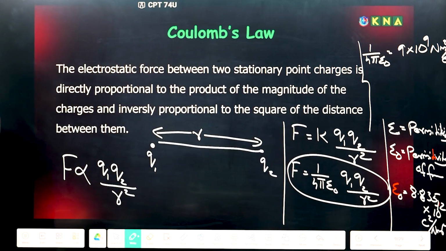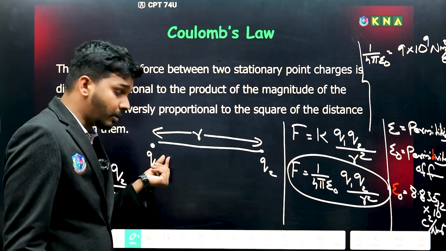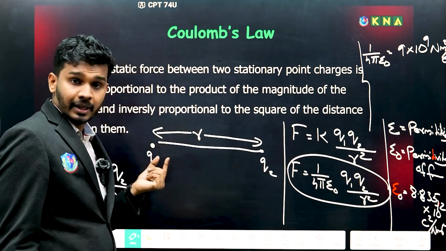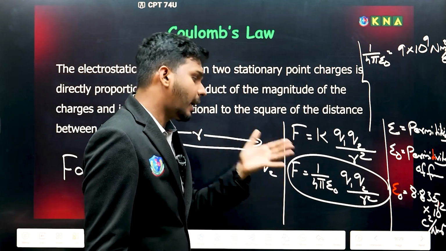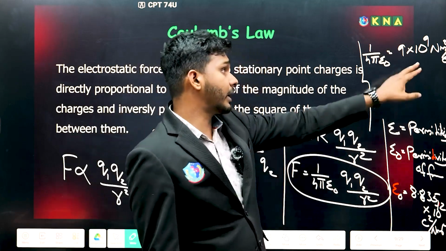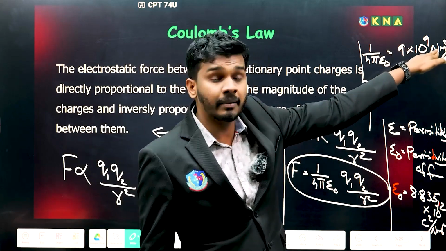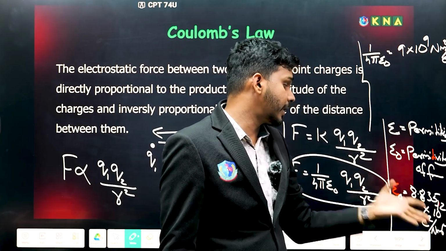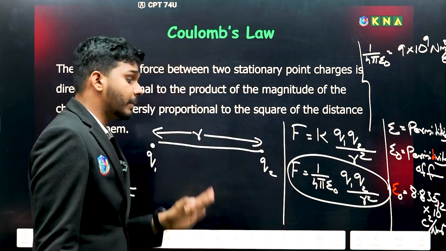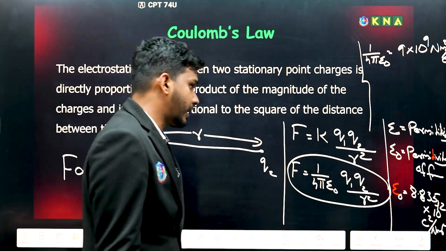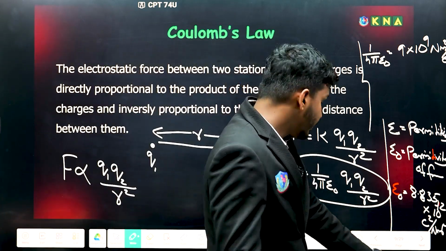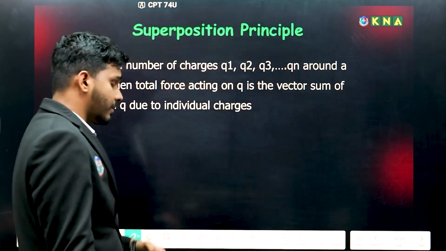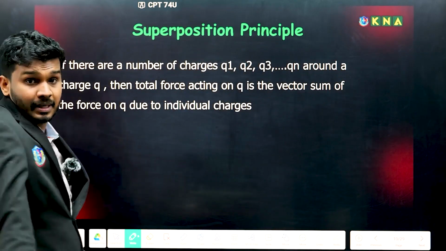So what is Coulomb's law? Force F is equal to 1 by 4 pi epsilon naught into Q1 Q2 by R square. 1 by 4 pi epsilon naught is 9 into 10 power 9 Newton meter square per Coulomb square. Epsilon naught is 8.835 into 10 raised to minus 12 Coulomb square per Newton meter square. That is Coulomb's law.